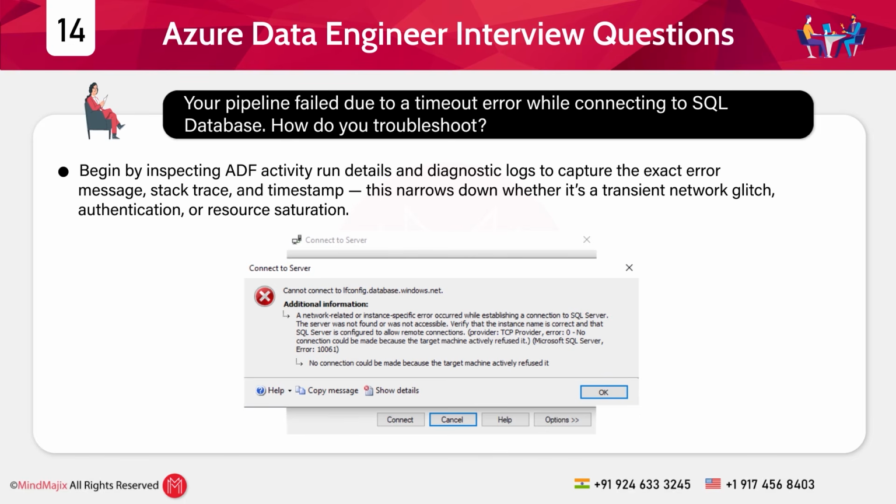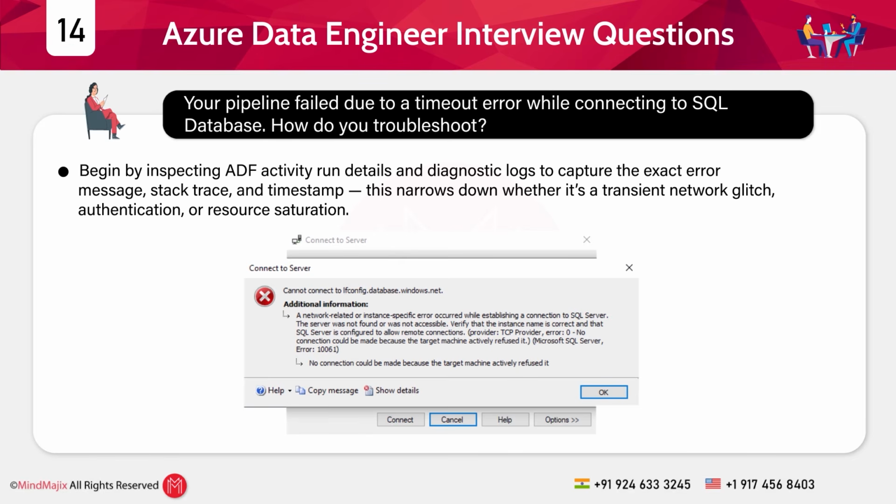The next step is to check the networking. Over here, you have to ensure that the firewall rules and VNet service endpoints are configured correctly. You also have to verify that the integration runtime being used has network access to the database. If you are using a self-hosted IR, you need to confirm that the agent service is running and healthy. On the database side, you have to check the resource metrics to ensure that the SQL is not overloaded, and long-running transactions or blocking could also cause the timeouts.